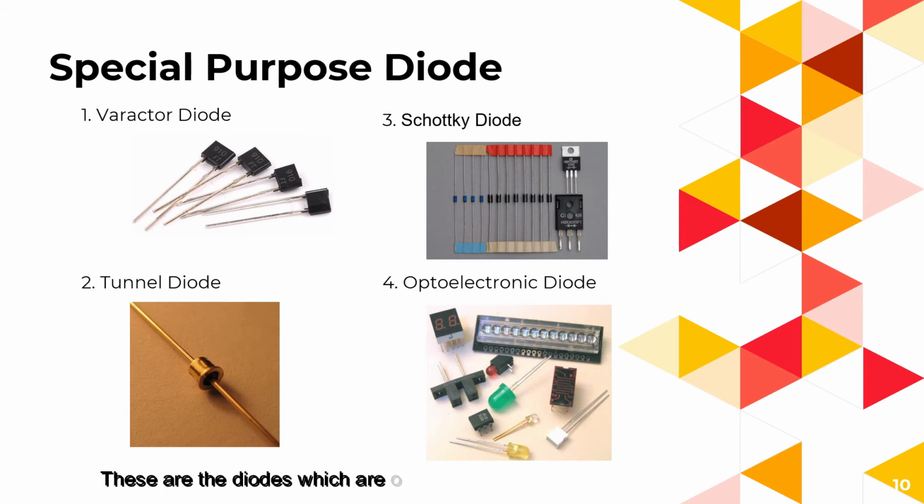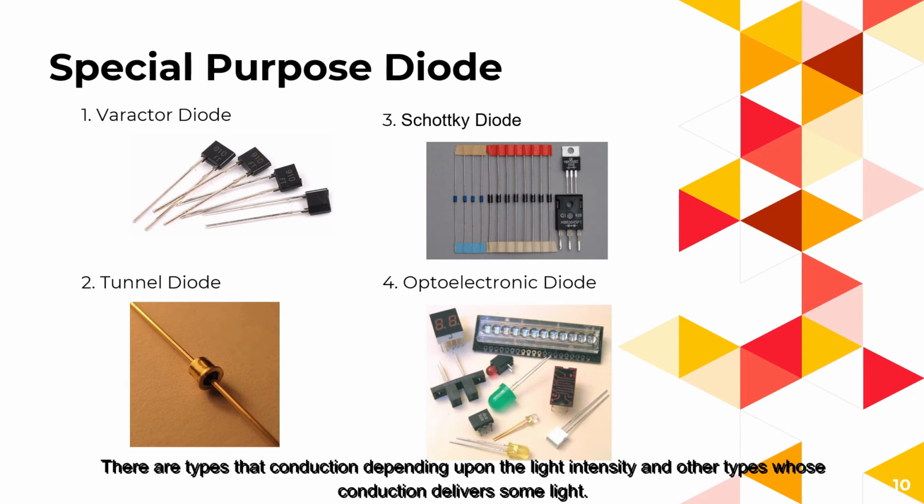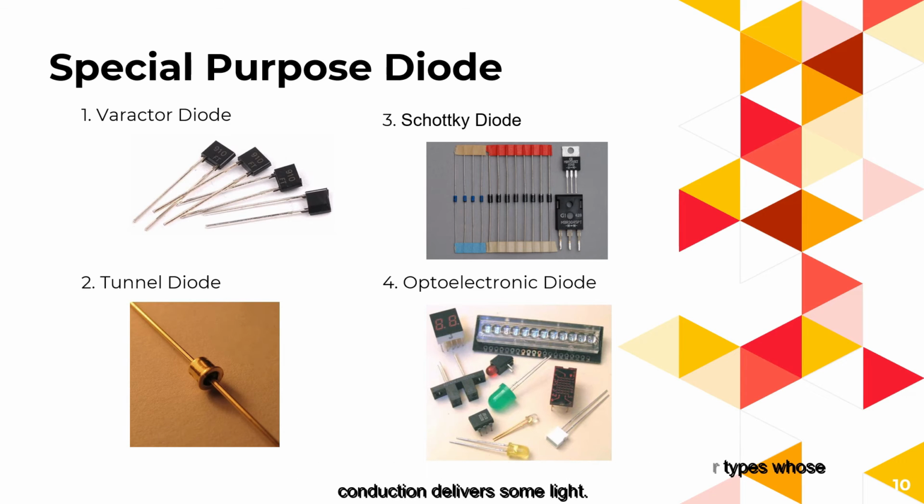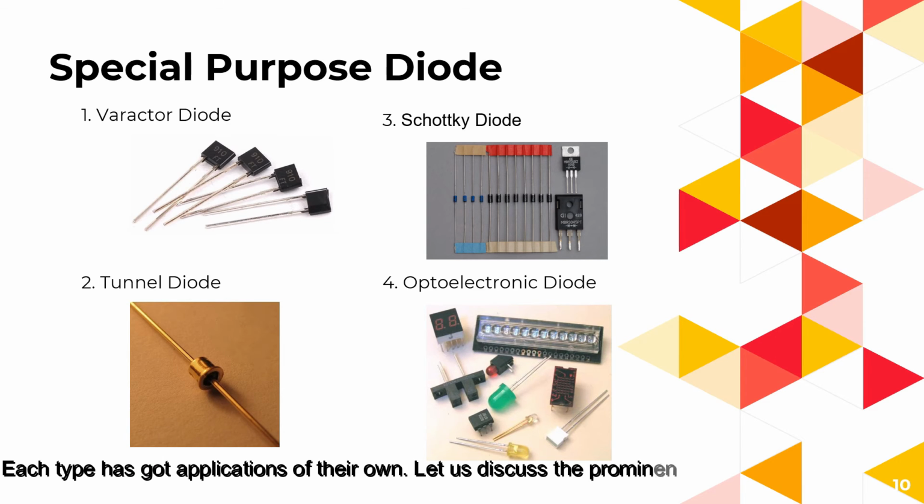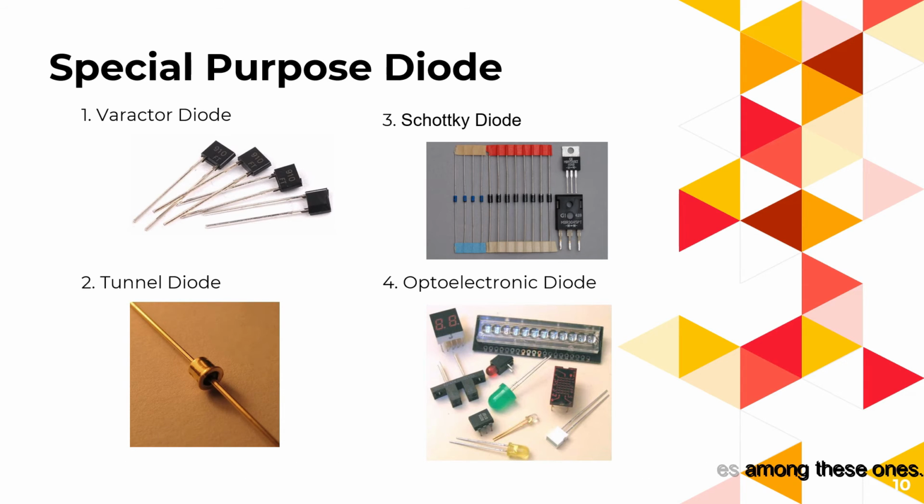Optoelectronic. These are the diodes which are operated on light. The word opto means light. There are types that conduct depending upon the light intensity and another type whose conduction delivers some light. Each type has its own applications. Let us discuss the prominent types among these ones.